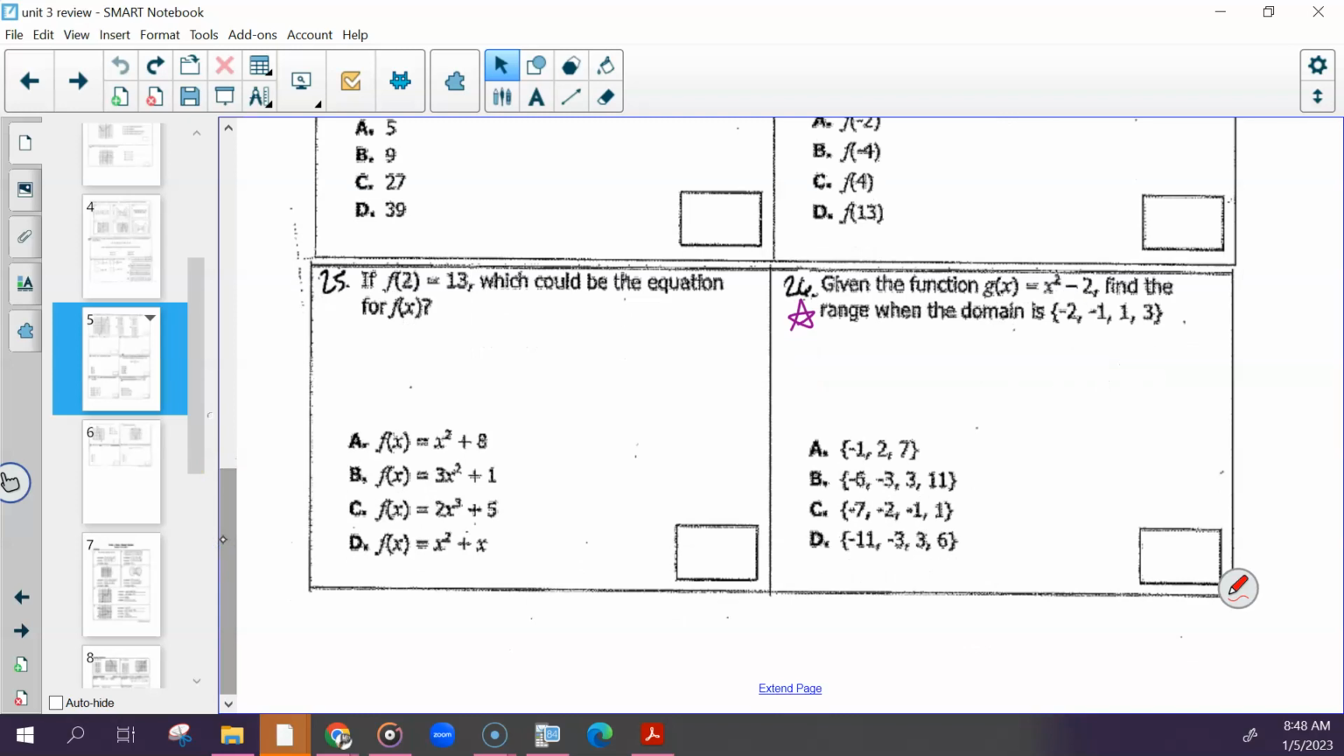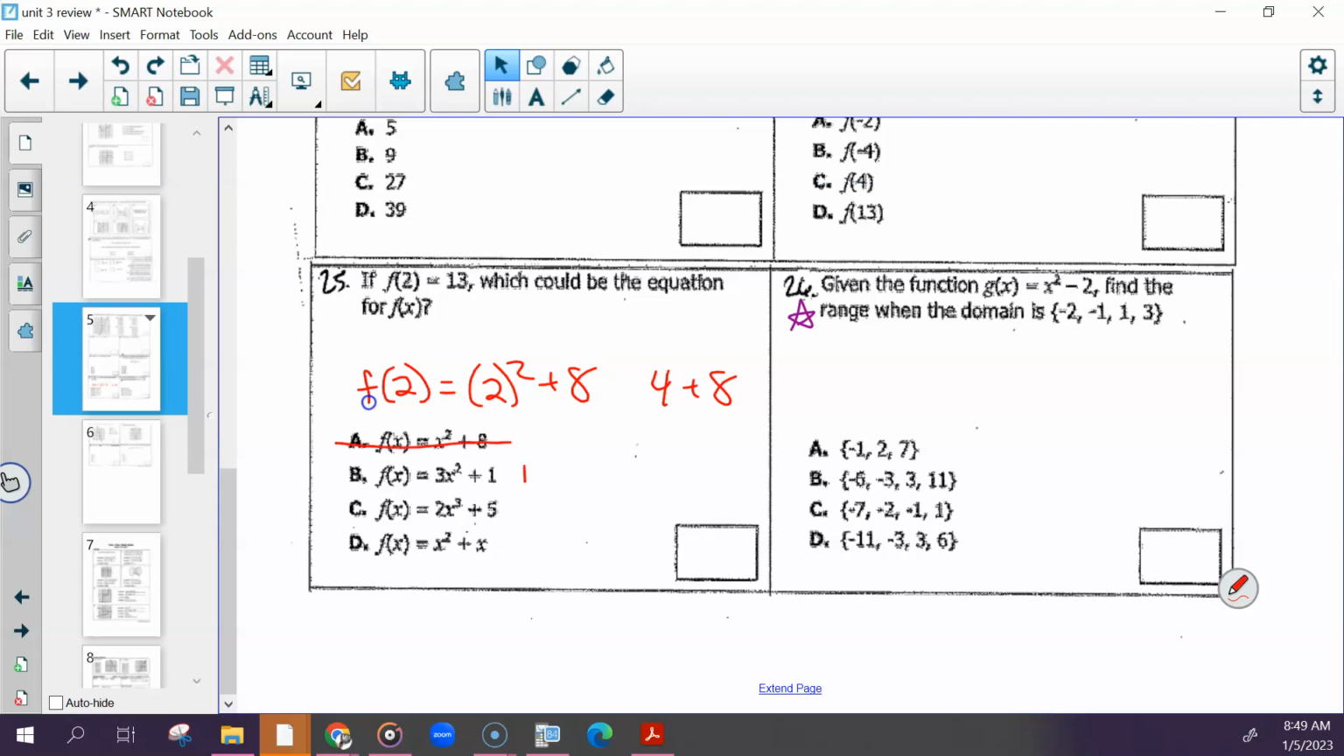Okay, for 25. So this is on the review if you want to follow along. 25 gives you x and y, and it's asking which of these equations could be the right one. So you could put in x and see if you get out the y for each one. So for the first one, f of 2 equals 2 squared plus 8. This would be 4 plus 8. Would that give us 13? No. So it's not that one.